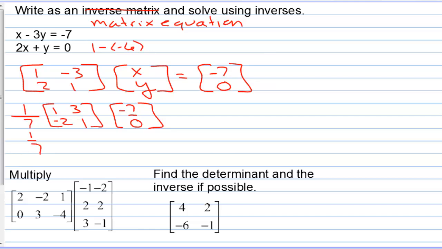So 1/7 times. I always save the fraction till last. Negative 7 plus 0 is negative 7. 14 plus 0 is 14. So the final answer is negative 1, 2.